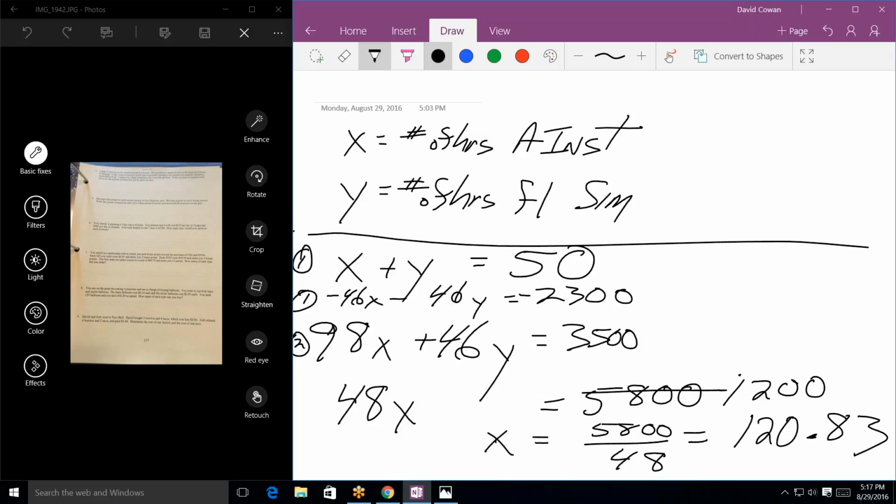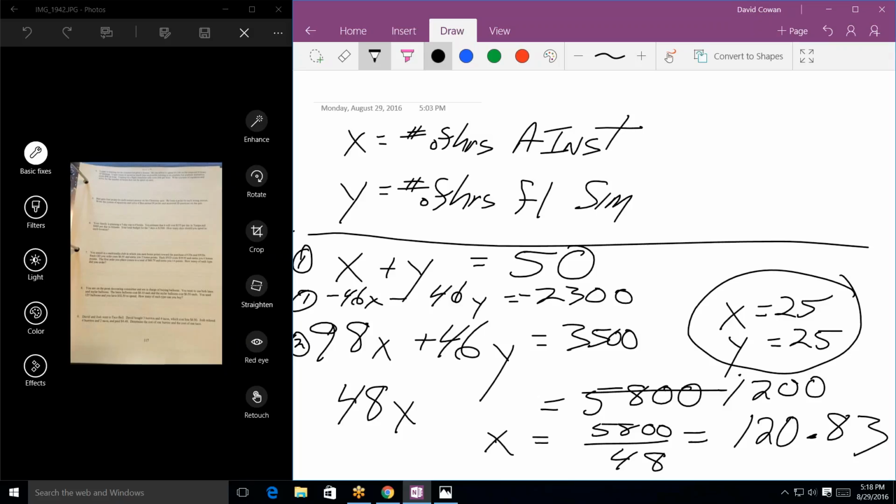Yeah, 25. So how many for y? So x is equal to 25. So y would have to be, well, we would plug it in. So it'd be 25 plus y is equal to 50. They both have to total 50. So y has to be 25.